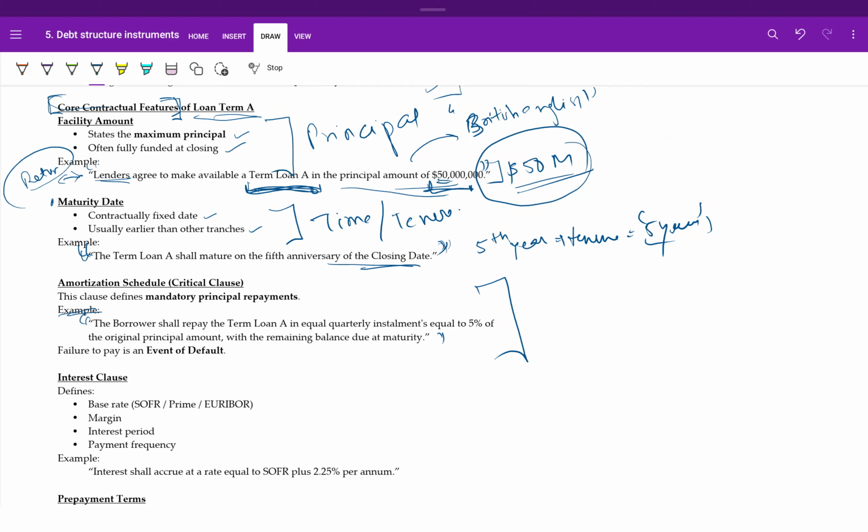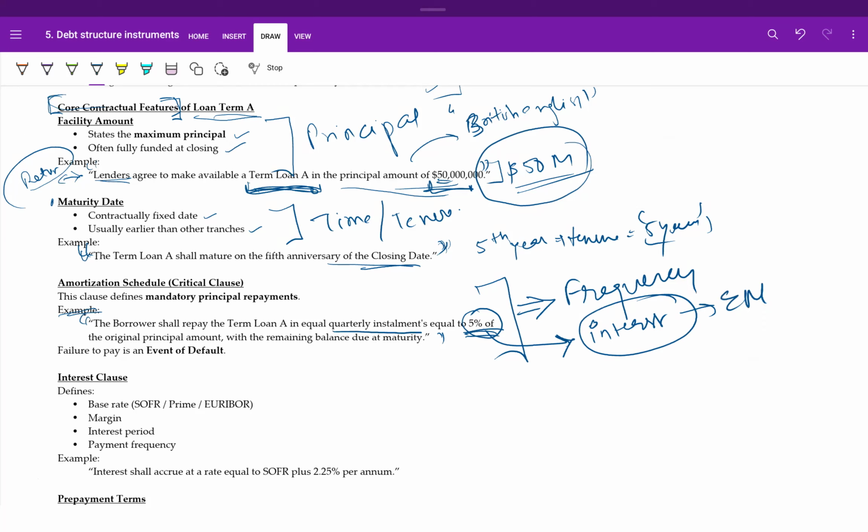So here they are talking about installments, quarterly frequency. This is talking about frequency, 5% of the original principal amount. This is representing, okay, EMIs, sorry, my bad. This is representing frequency, and these are representing EMIs, installments.